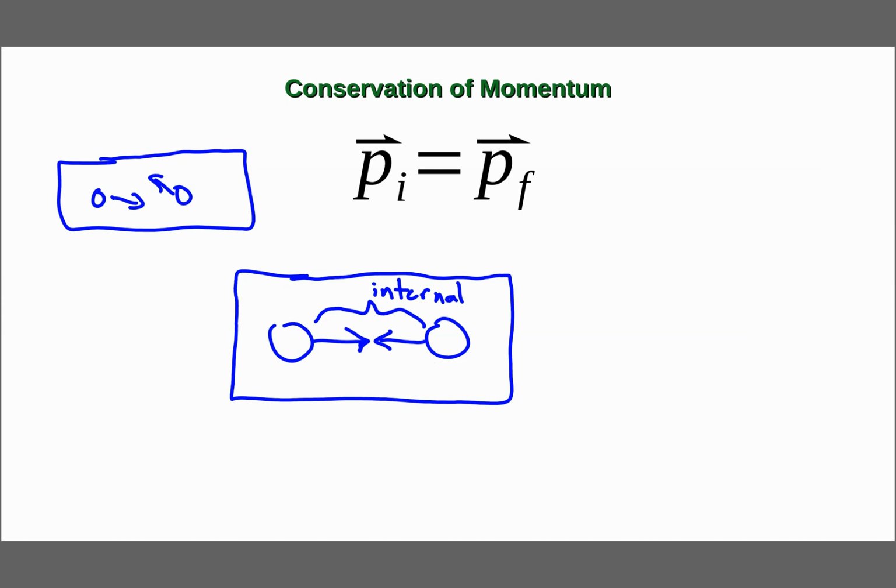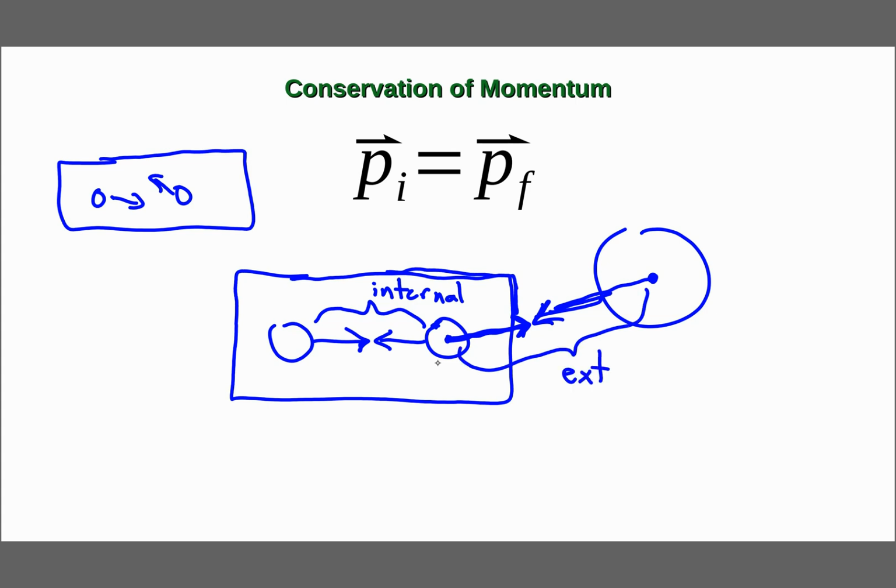Now imagine I had some other object over here, and so this guy was attracted to him. Now in this case, both sides of the interaction are not inside the system. The force of this guy being pulled this way is in the system, but the force of this guy being pulled this way is not in the system, because I'm only considering these two objects. This one is an external force.